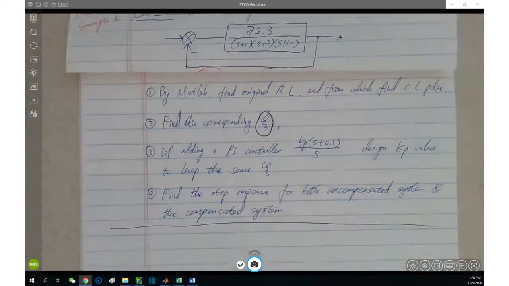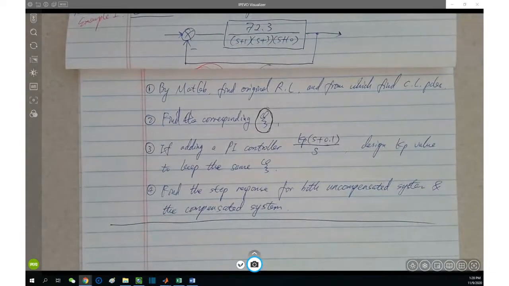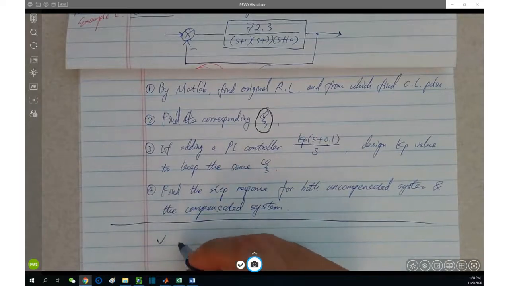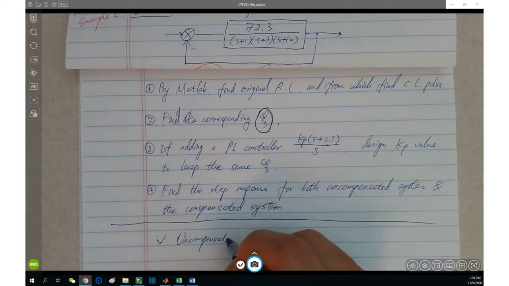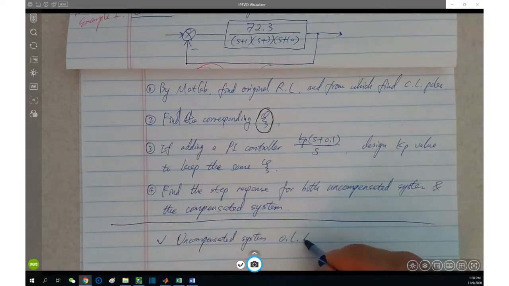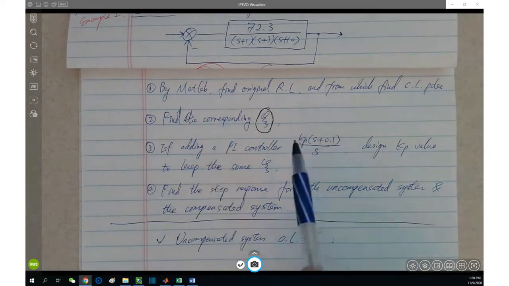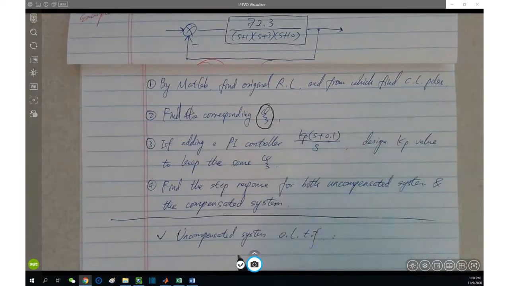We still have some paper handwritten works to do and to clarify the idea. Okay. So the first procedure here is the uncompensated system. Open loop transfer function is what? Because here the first question is asking for the original system root locus, right? So what you need is the original system open loop transfer function. It's very easy, right?